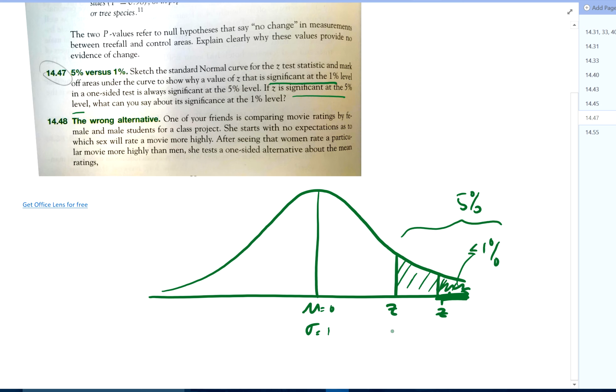Because if this is my value here, I've got 5 out of 100 chances that I'm going to get a value that extreme or more. But to be significant at the 1% level means you have to have a 1 out of 100 chance of it happening by random chance. That's got to be below this value here and be in this range. So here it's not significant at the 1% level.